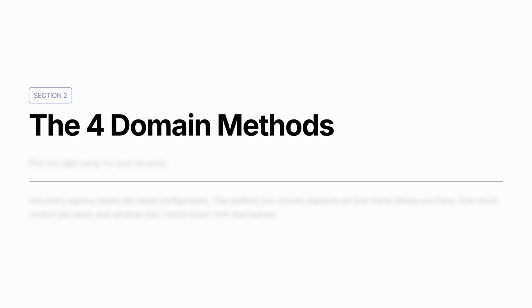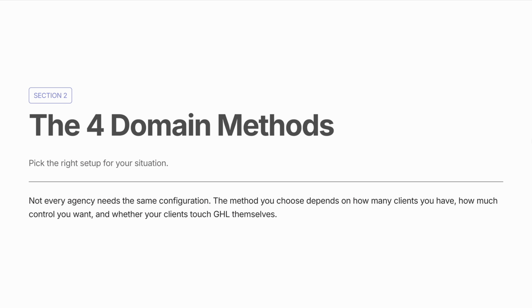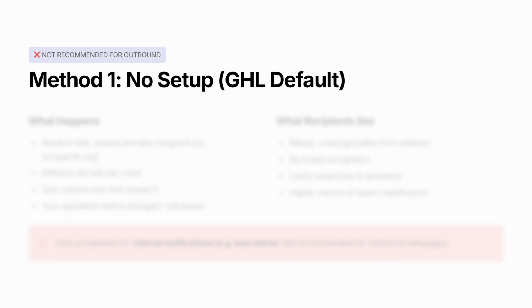Now that you understand the difference and why it matters, let's jump into the exact setup inside GoHighLevel, so your emails land in the inbox. So we've got 4 ways to handle sending domains in HighLevel. Let's go through each one so we can pick the right setup for our situation. Okay, method number 1. No setup at all.